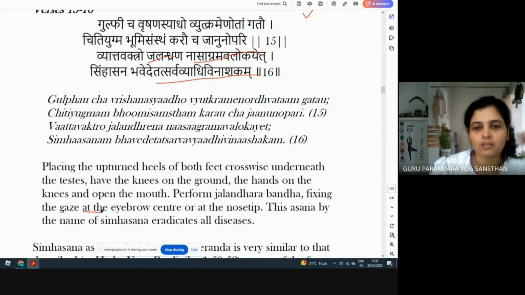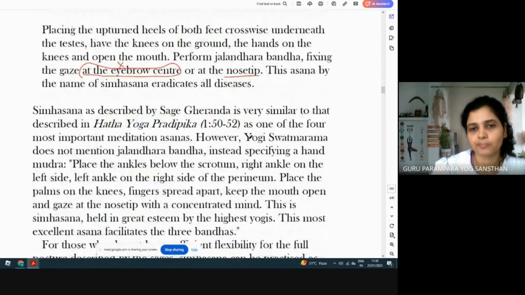So this is wrong. Okay. Drishti here will be the nose tip. You have to keep the Nasagra Drishti as given in the shloka. This asana by the name of Simhasana eradicates all the diseases. So, Sarva Vyadhi Vinashakam.